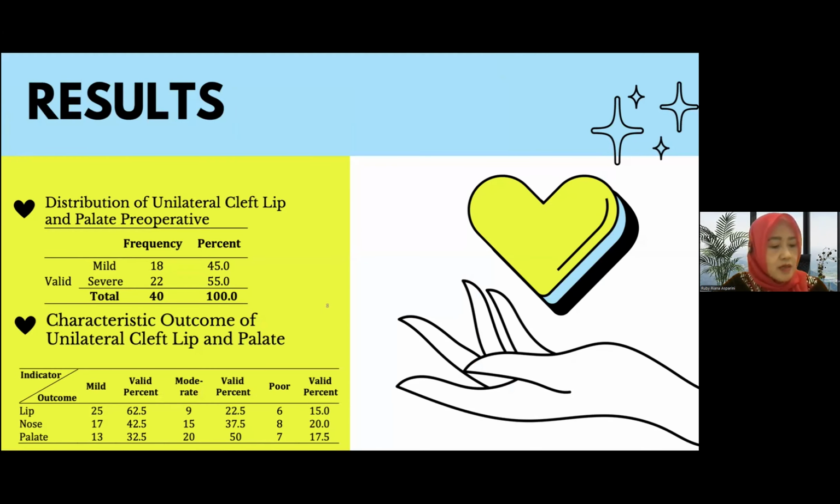When analyzing the data collected between 2019 and 2020 from the sample, it became apparent that the assessment of severity of unilateral cleft lip and palate was concentrated primarily in the severe category. The severe category accounted for 22 cases, representing 55% of the total, in contrast to the mild category, which consisted of 18 cases, amounting to 45% of cases under investigation.